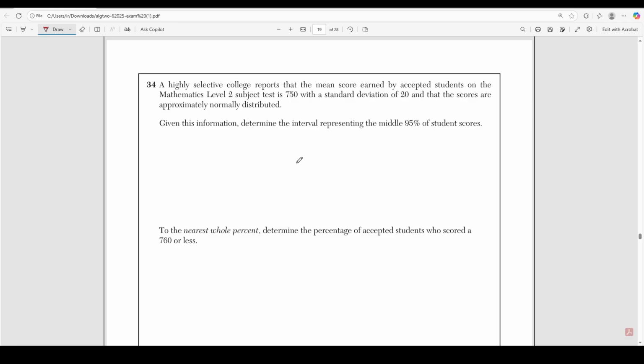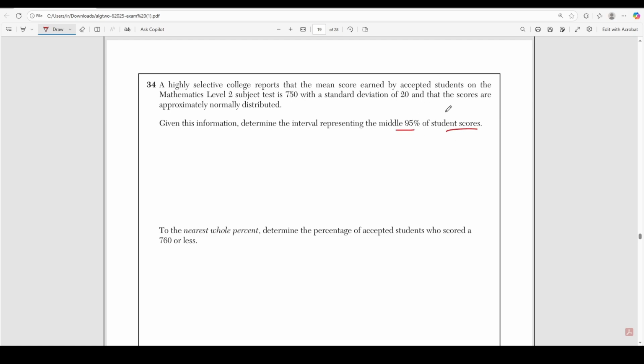So number 34 says a highly selective college reports that the mean score earned by accepted students on the Mathematics Level 2 subject test is 750 with a standard deviation of 20, and the scores are approximately normally distributed. Given this information, determine the interval representing the middle 95% of student scores.